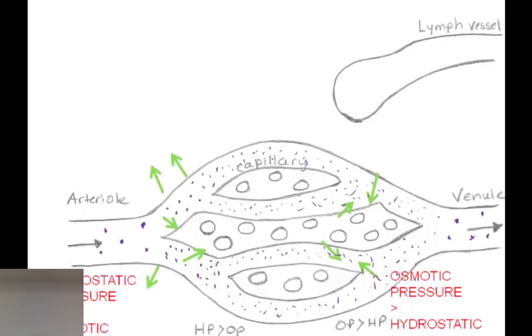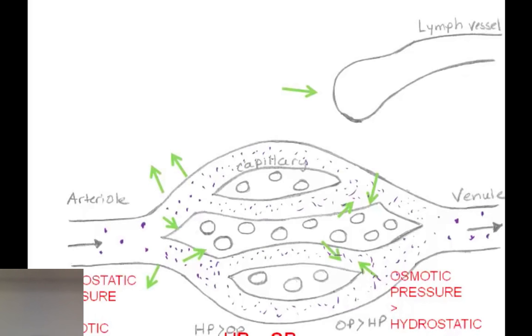About 90% of the fluid that was pushed out due to hydrostatic pressure at the arterial end is brought back into the blood system at the venule end through osmotic pressure. The other 10% enters the lymphatic vessels, which eventually merge with the circulatory system so that the fluid is returned to general circulation. Midway along the capillary, where blood pressure is lower, the two forces, hydrostatic pressure and osmotic pressure, essentially cancel each other out, and there's no net movement of water.